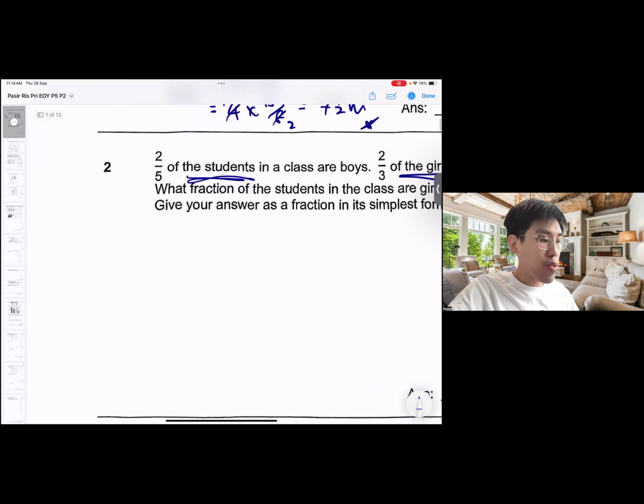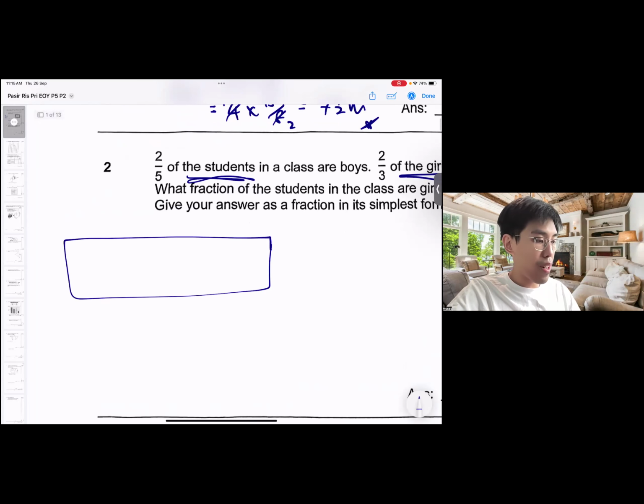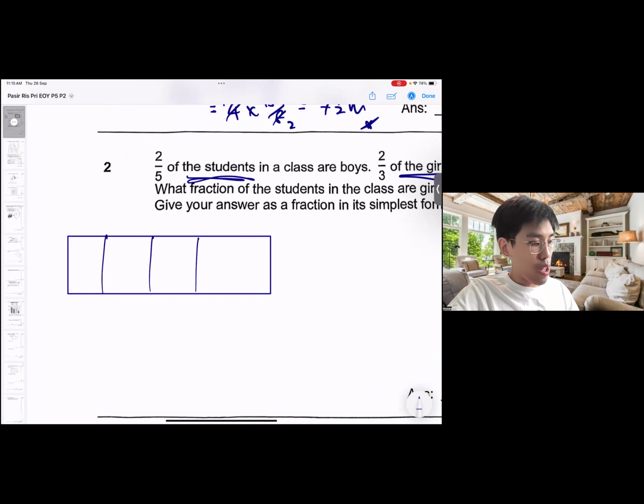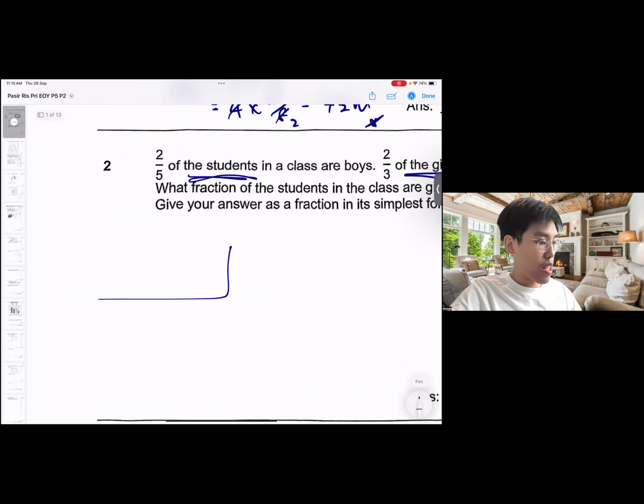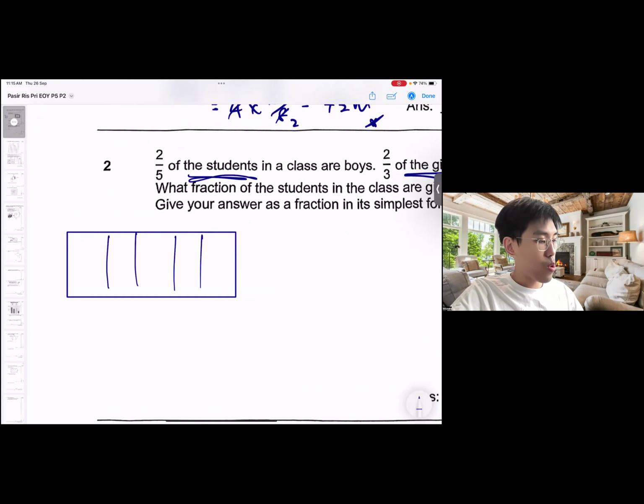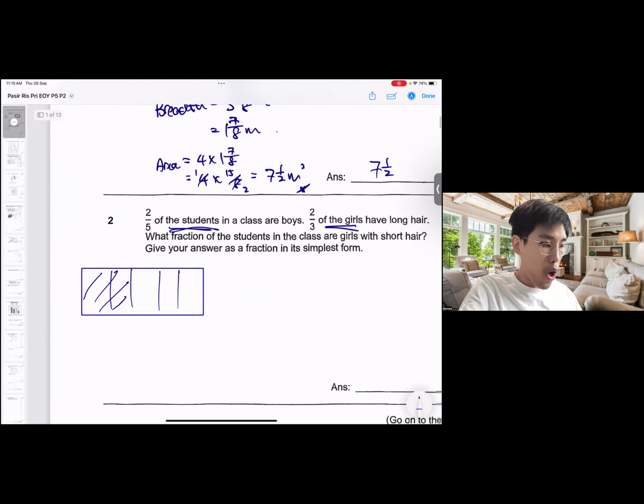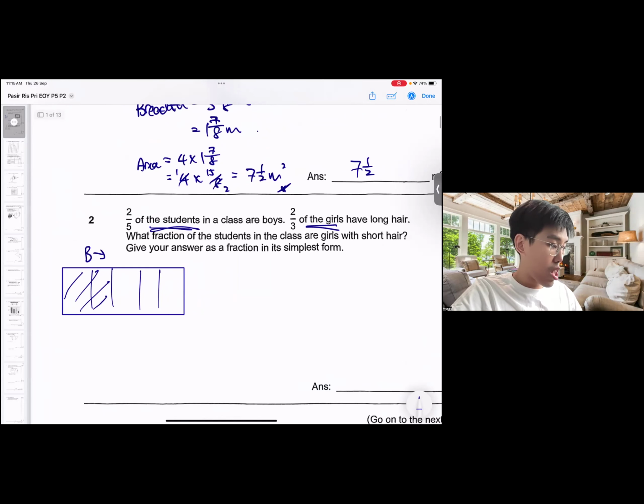So 2/5 of students in the class are boys. Draw the 2/5 first. Okay, 1, 2, 3, 4, 5. Not very accurate, let's try again. 1, 2, 3, 4, 5. Doesn't matter. Okay, 2/5 are boys. So these are boys. These are girls. 2/3 of the girls have long hair.